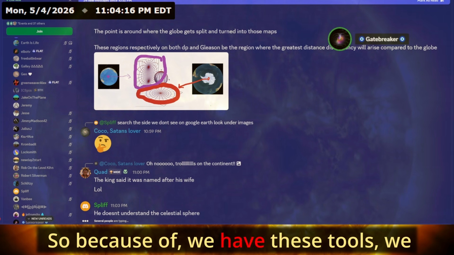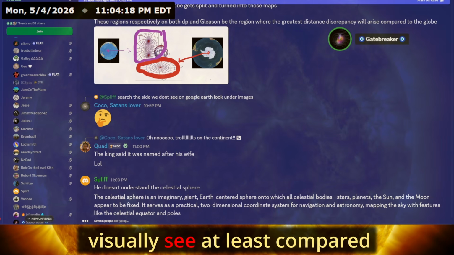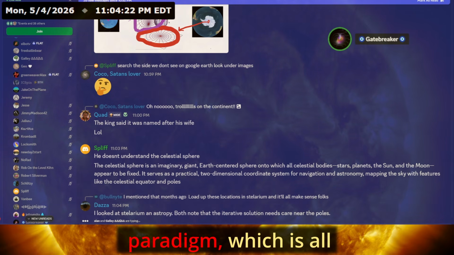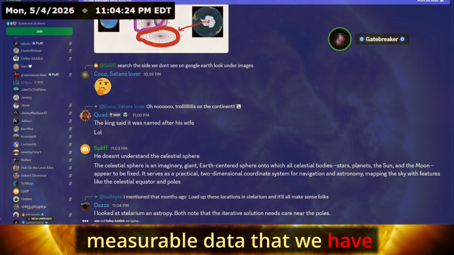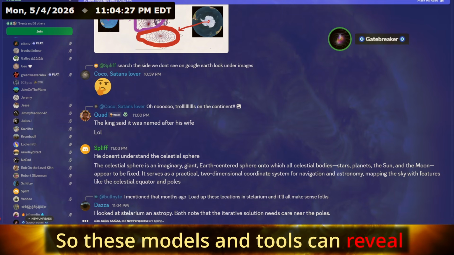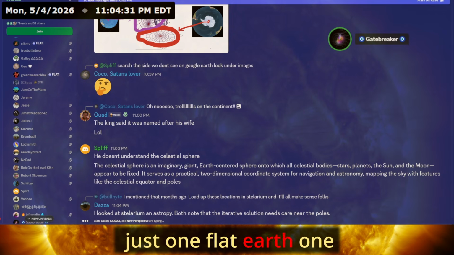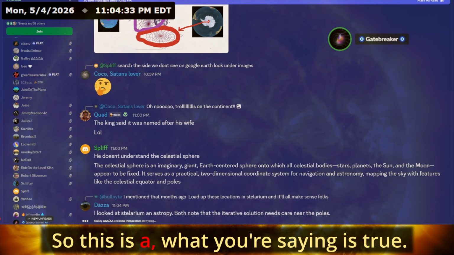Because we have these tools, we could visually see, at least compared to the global mainstream humanities paradigm, which is all measurable data that we have based. So these models and tools can reveal these discrepancies, even putting the globe to the side, even just one flat Earth one compared to the other. So this is what you're saying is true.